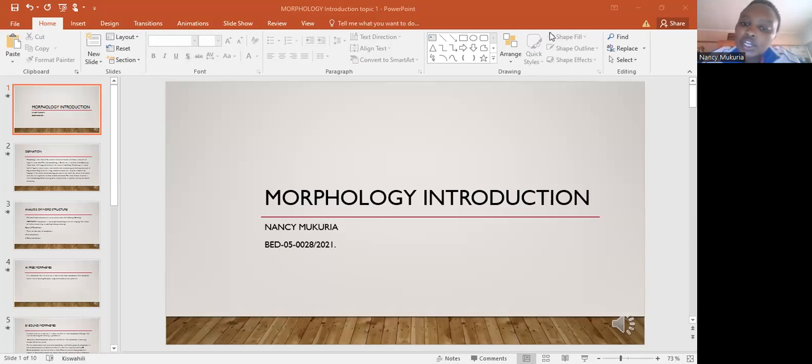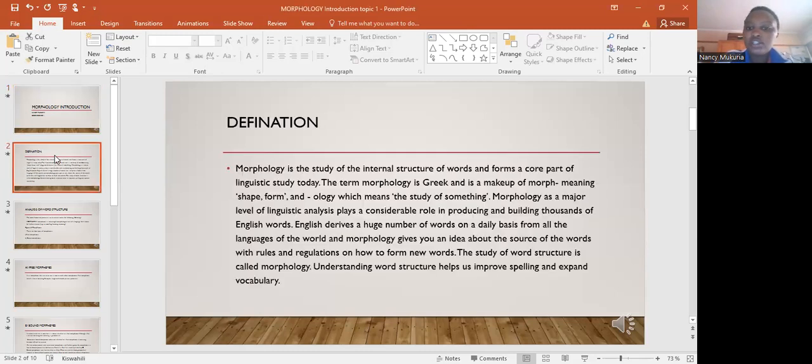I'm going to do Introduction to Morphology as my first lesson. So, definition. What do we define morphology as? Morphology is the study of the internal structure of words and form, a core part of linguistic study.